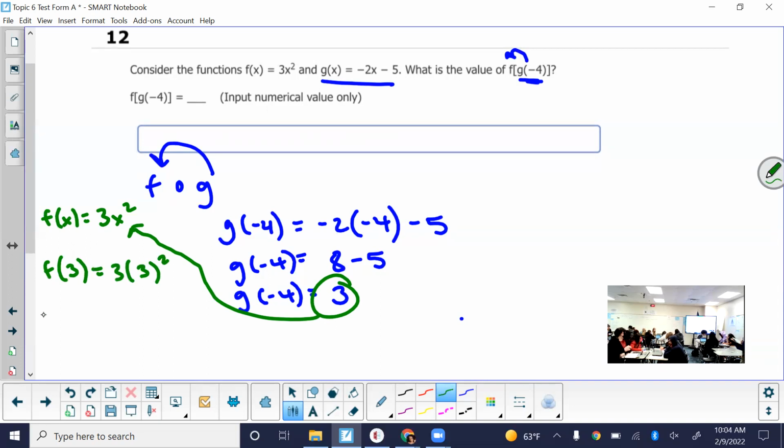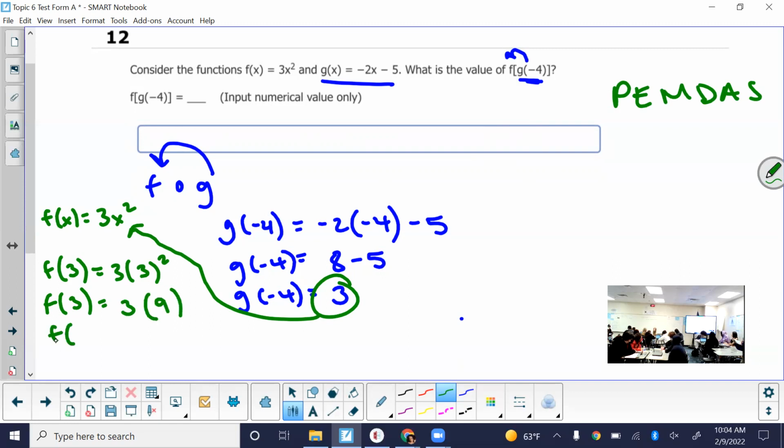On the left side, it's just notation. On the right side, we follow order of operations. So do I multiply first or do I do the exponents first? According to PEMDAS, exponent. So what's 3 squared? And then 3 times 9 is 27. So that's the answer, 27.